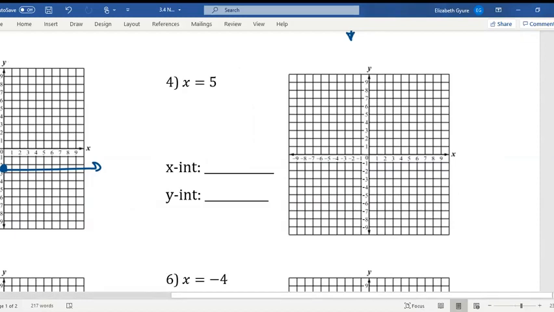All right, number 4, we have x equals 5. X equals 5, so where do I want to put a dot? On which axis? The x. So on the x-axis, put a dot at 5. All right, so now do I put a horizontal or a vertical line? Vertical, there's already a horizontal there, so we need a vertical line. Don't forget your arrows.